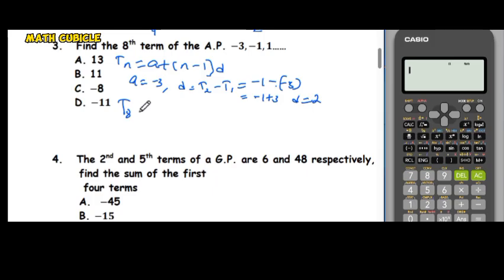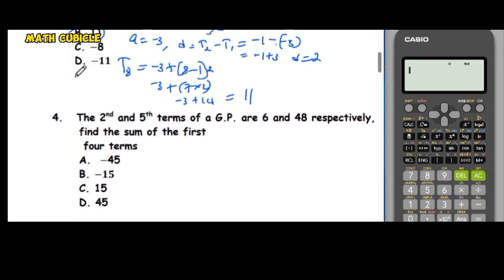So plugging the value of our first term and common difference into this expression, the 8th term is equal to minus 3, that's our A, plus 8 minus 1, 8 is our n, multiplied by D, that's 2. So that's minus 3 plus 7 times 2, that's minus 3 plus 14, which is 11. So option B is our answer here.